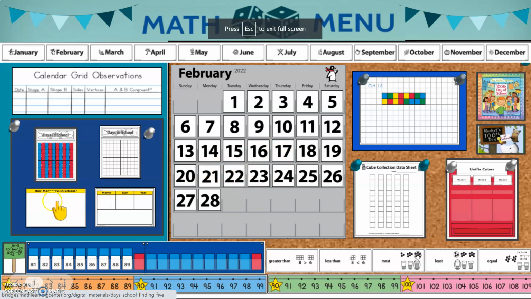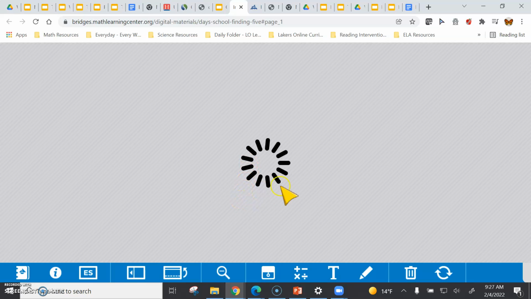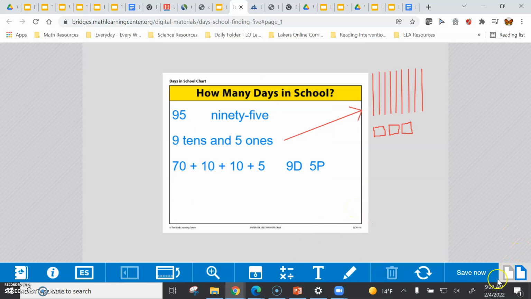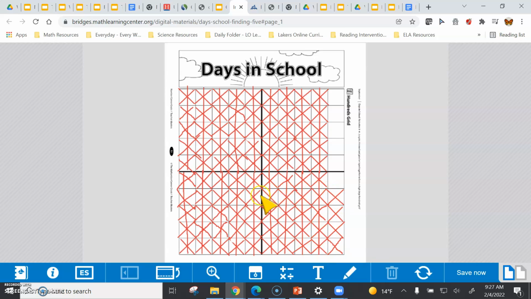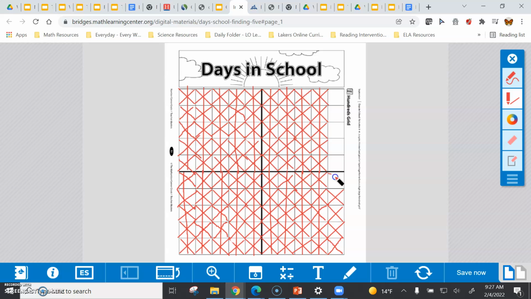Let's continue now focusing on our days in school. Do you see what I see? We are getting closer to the 100th day of school. That's incredible. So I want you to look at this carefully. We have 10, 20, 30, 40, 50, 60, 70, 80, 90, 91, 92, 93, 94. And today we'll make 95 days in school. 95.